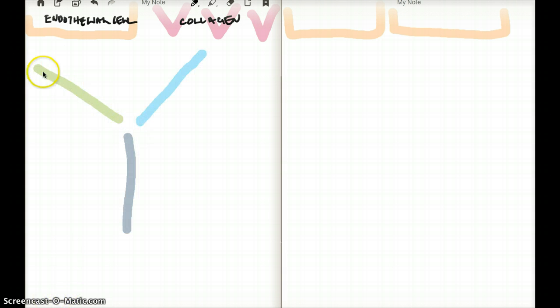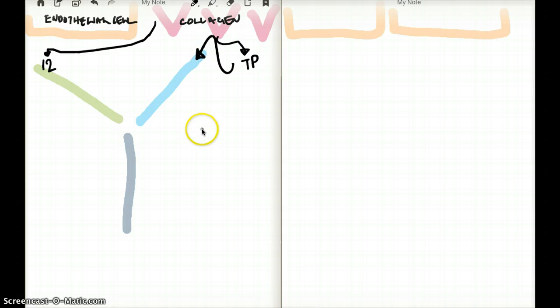So imagine that the green line is the intrinsic pathway, the blue line is the extrinsic pathway, and this ashy, dark ashy line is the common pathway. So what happens is factor 12 is going to be activated by the exposed collagen, and the collagen is going to release thromboplastin, and thromboplastin is going to activate the extrinsic pathway.